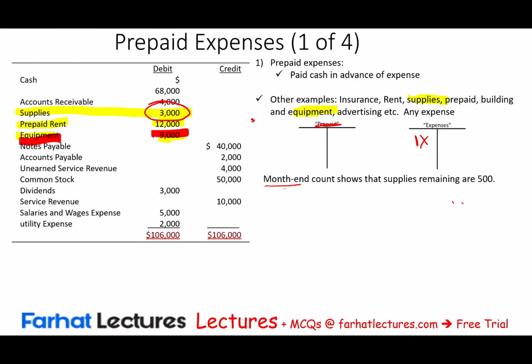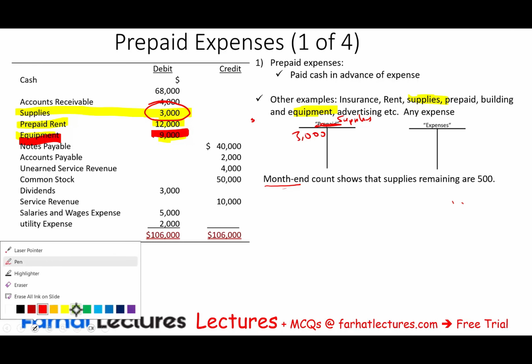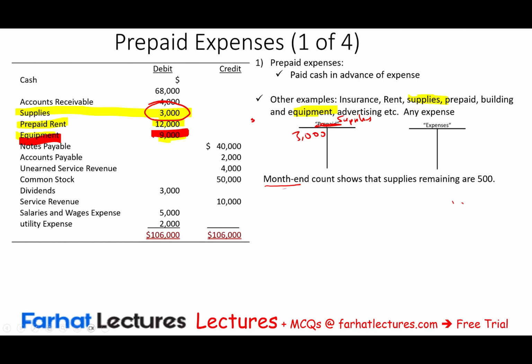So the prepaid here is supplies. And on the trial balance, we have 3,000. And when we ask the manager, how much supplies left? And the manager says, we only have 500. How did they know this? They counted the supplies. It means, as far as we are concerned with supplies, we have 500 worth of supplies.